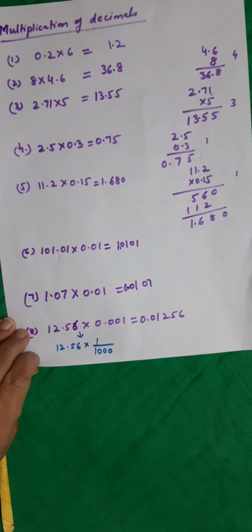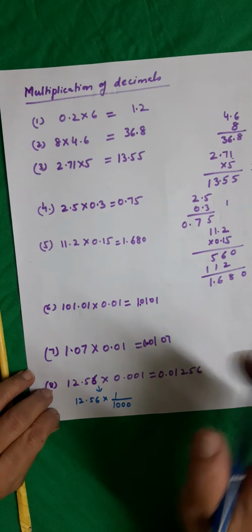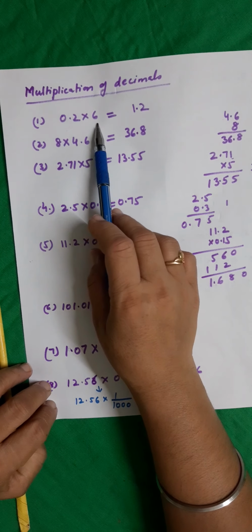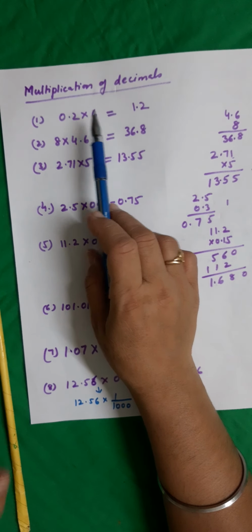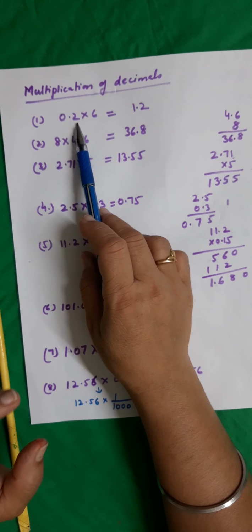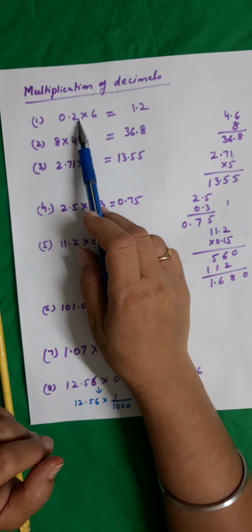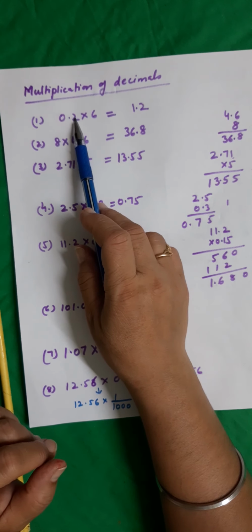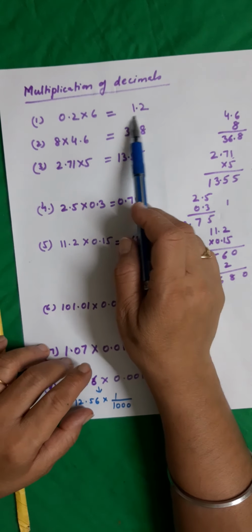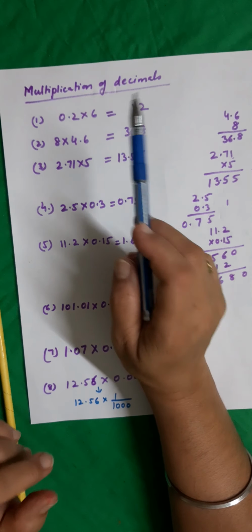Now let us learn the multiplication of decimals in a theoretical way. So here I have 0.2 into 6. Method is very simple. Just multiply these two digits, 12. How many digits should be there after the decimal? Just count the number of digits from here. There is only one digit after the decimal. So in my answer also, I will have one digit after the decimal.